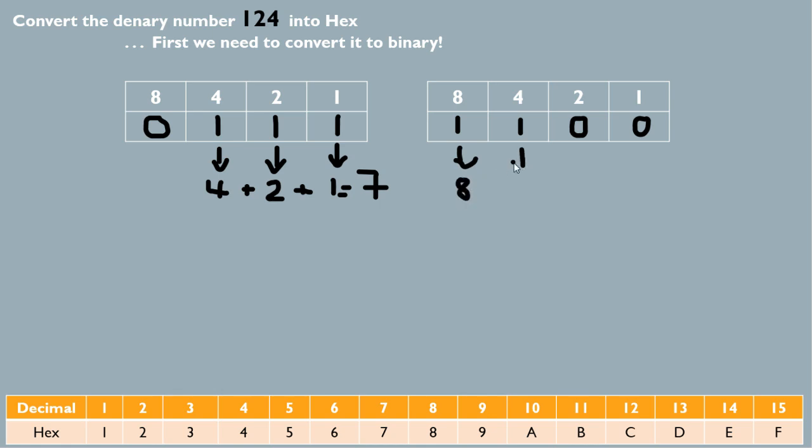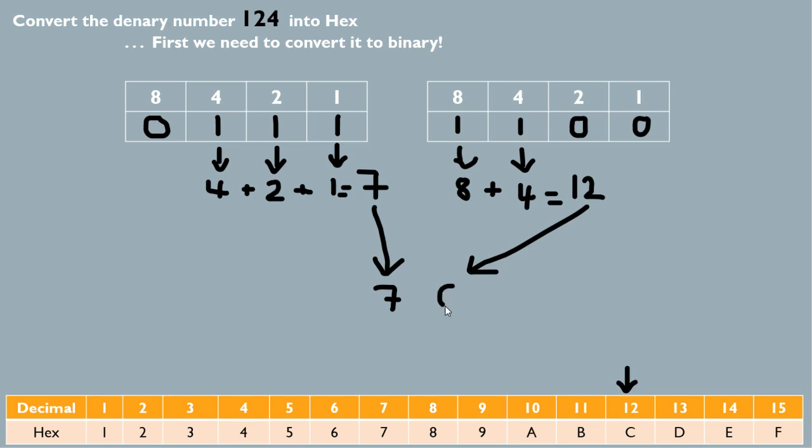I have a 1, a 4. I've got nothing in the 2 column and nothing in the 1 column, so I just add those 2 together, and that makes 12. Okay, so now what I've got to do is just put them together. So if I put that down here, I've got 7, and if I have a look at 12, well, 12 in hex, remember, is a C, so I move that down there, but I represent it as a C. So the hex number is 7C.